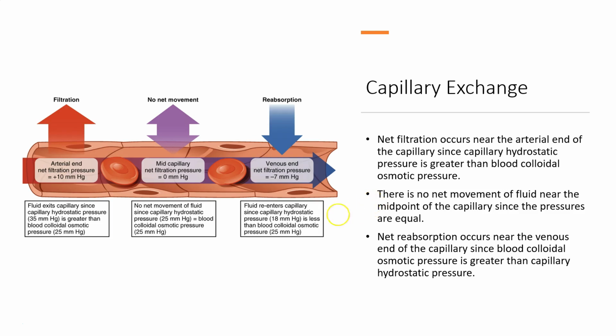And so just to recap, this net filtration is going to occur near the arterial end because that's where this higher hydrostatic pressure is. There's a lot more water. In the middle, it's pretty even, and so you don't get net movement. But then we want to reabsorb that fluid. We want to get the waste products like carbon dioxide back into our system for filtration and waste management, and we need to get that fluid back. So there's a larger pulling pressure at the venous end because we have these proteins that have this pulling force, and so then the fluid goes back into the capillaries at the venous end.